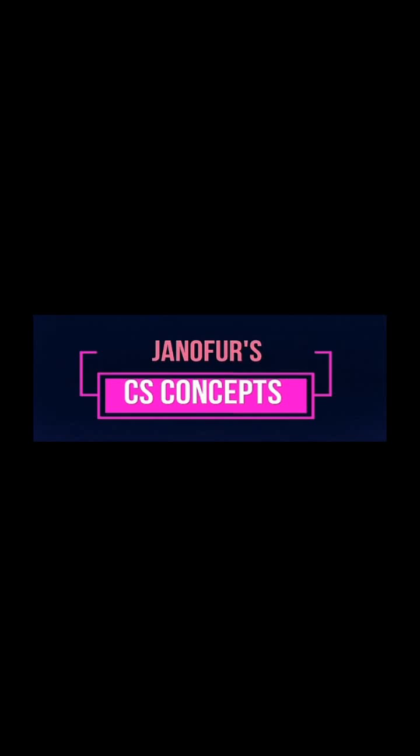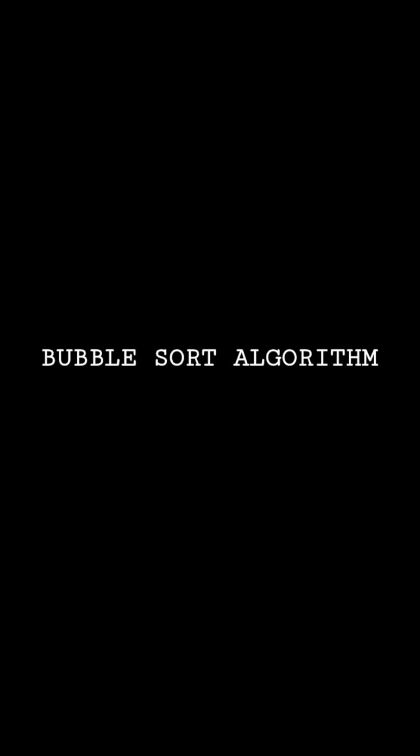Moving forward, I'll be focusing on data structures and algorithms. So in this video, we'll dive into our first topic, the bubble sort algorithm. Let's get started. Bubble sort algorithm. It is a basic sorting algorithm that operates by repeatedly swapping neighboring elements when they are in the wrong order. Now let's see how to implement this algorithm using Python programming language.